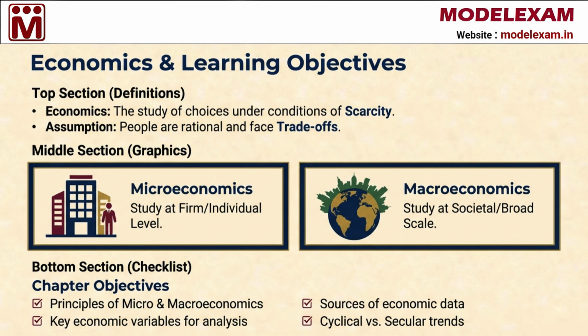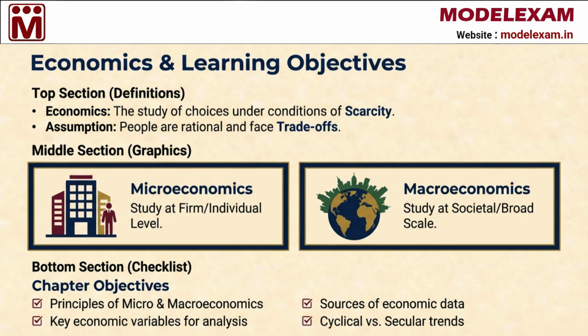Finally, let us wrap up with the broader economics and learning objectives. Economics is essentially the study of choices under conditions of scarcity. The core assumption is that people are rational and face trade-offs. We divide this field into two sections. Microeconomics is the study at the firm or individual level. Macroeconomics is the study at the societal or broad scale.